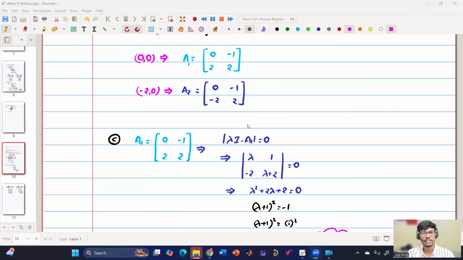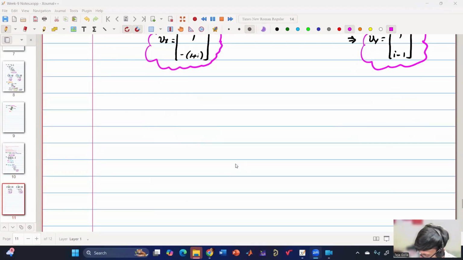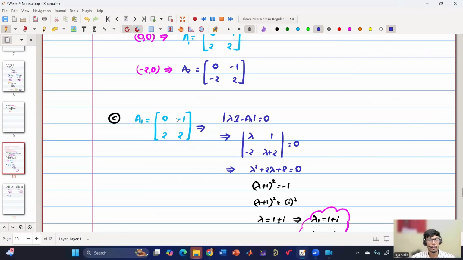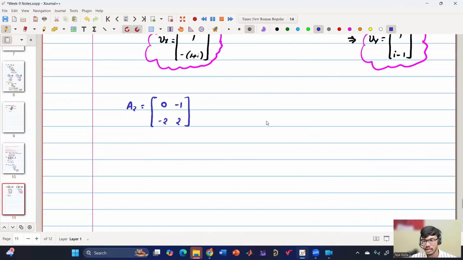Now we are going to consider the second matrix A2, which is 0, minus 1, and minus 2, 2. Can you calculate the eigenvalues and let me know what you are getting? In the meantime, I'll also start solving. We have to do determinant of λI minus A2 equals 0. λ plus 1.